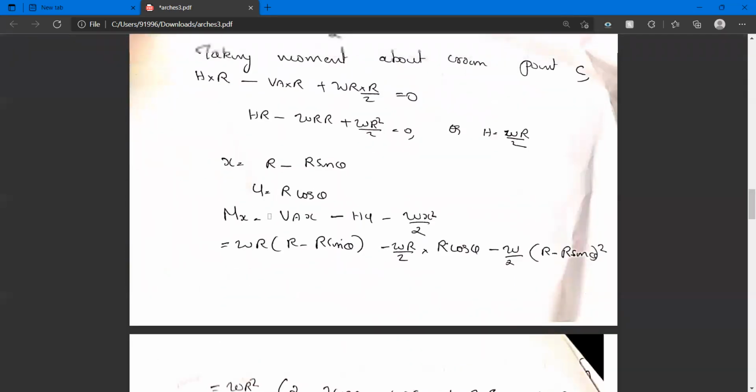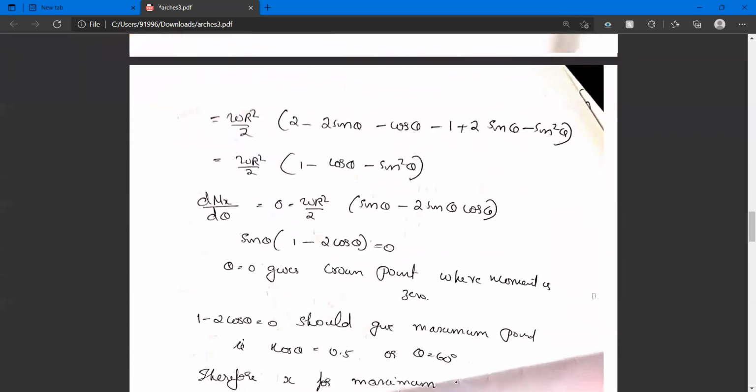Then moment at a point at a distance x is VA into x minus H y minus w x square by 2. VA value we know, H also we have found out. So substitute the values. Now you get an equation for Mx. Let us differentiate that with respect to theta. While differentiating, theta equal to 0 gives the crown point where moment is equal to 0.